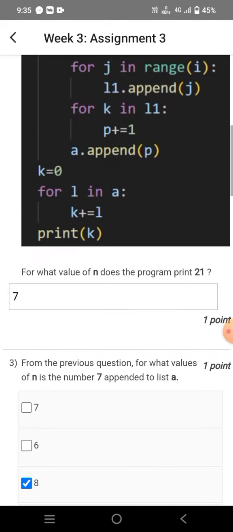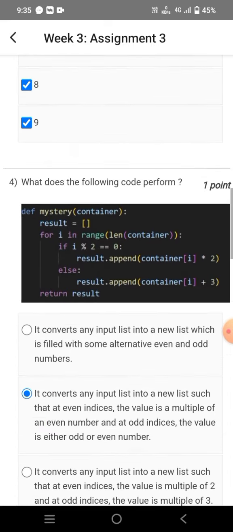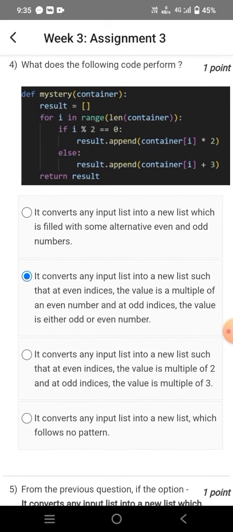Question second, the answer will be 7. Question third, the answer will be option C and option D, that is 8 and 9. Question fourth, the answer will be option B.